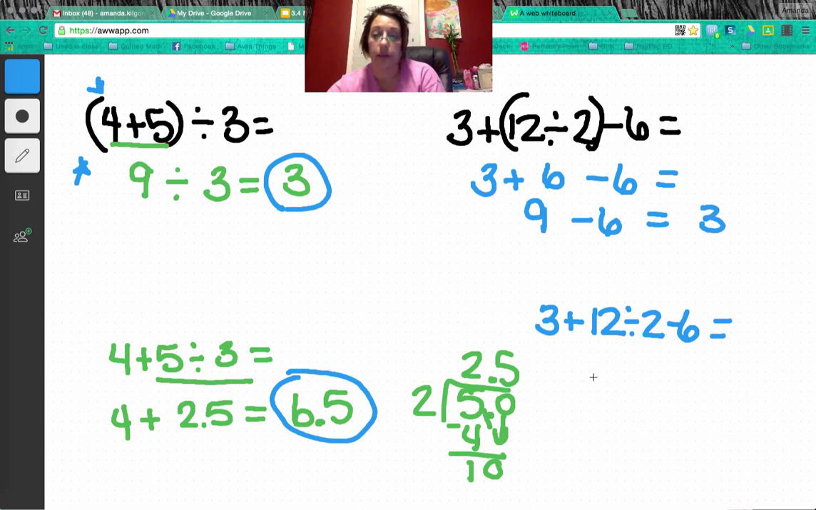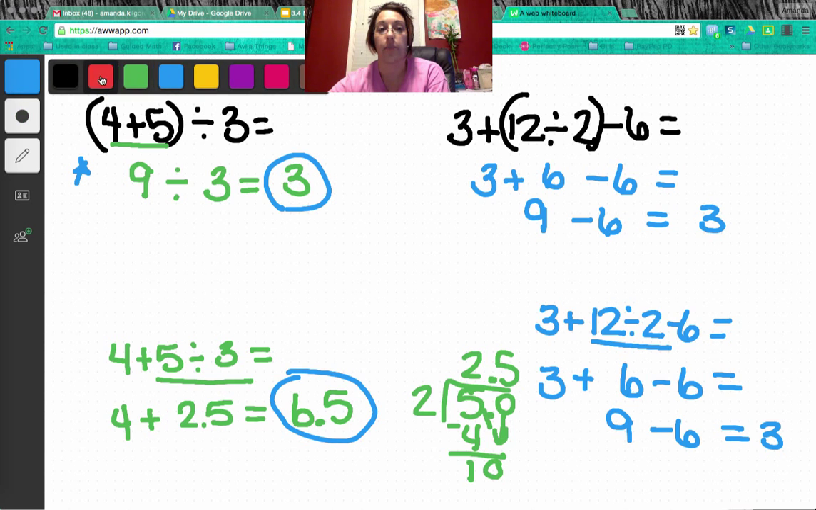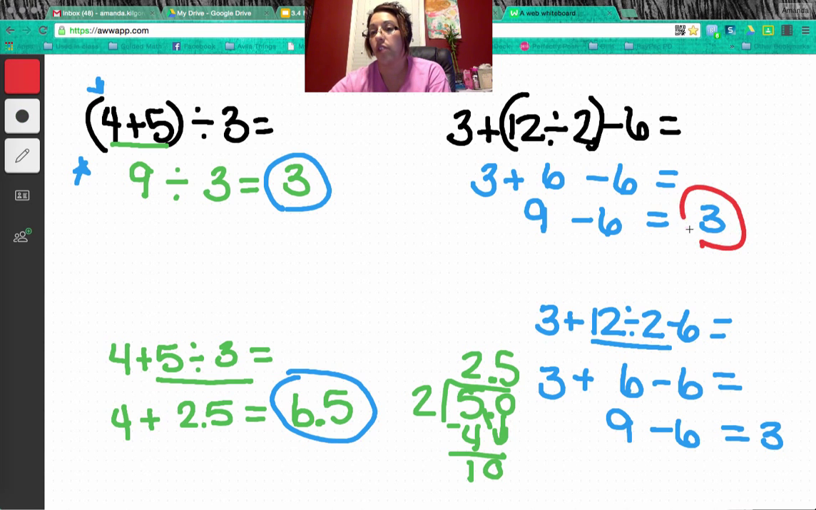Let's look down here at the bottom. So order of operations, we would do division first. 12 divided by 2 is 6. Subtract 6. And let's keep working. 3 plus 6 is 9. Minus 6 equals 3. You'll notice that in this example, both of our answers wind up 3.